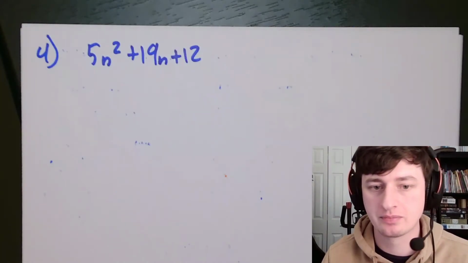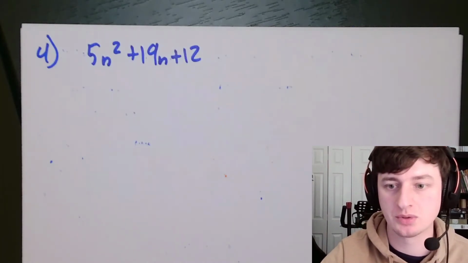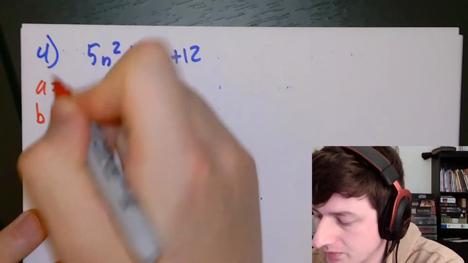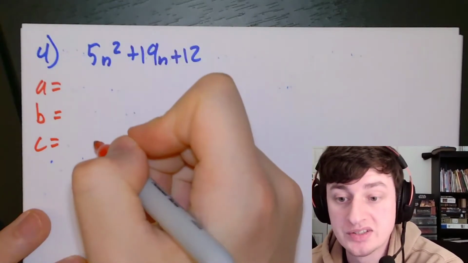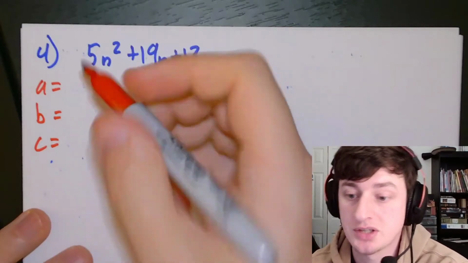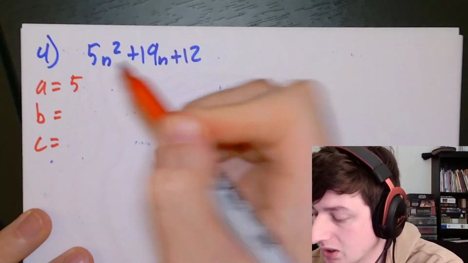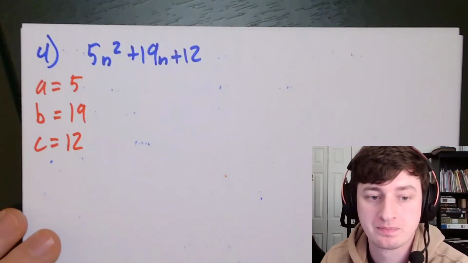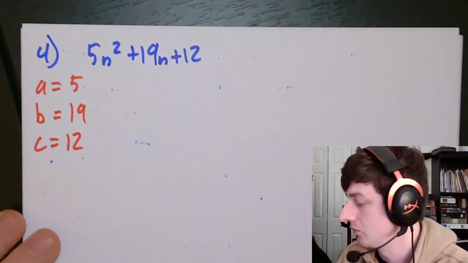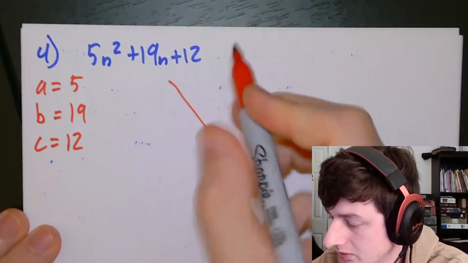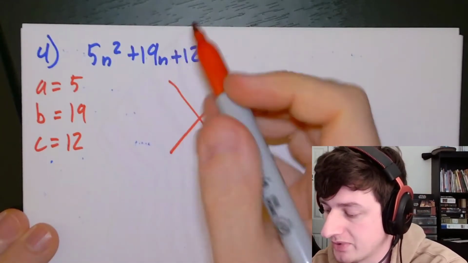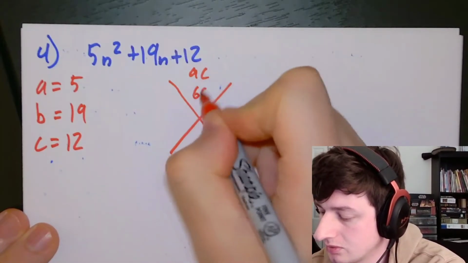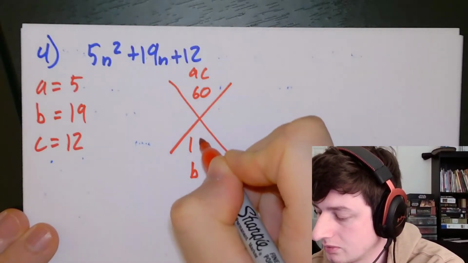Okay, so our first step is the easy one. List out A, B, and C. So A is something, B is something, C is something. This is the reason that we listed out A, B, and C last chapter when we were doing negative B over 2A. It's because we use C to do the Xbox method. Once we know those, we fill in our X. The top is going to be AC, the bottom is just B. So 60 and 19.